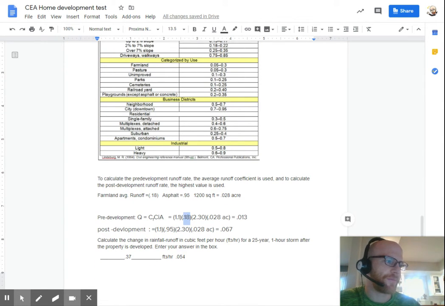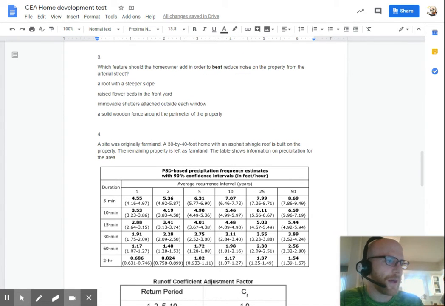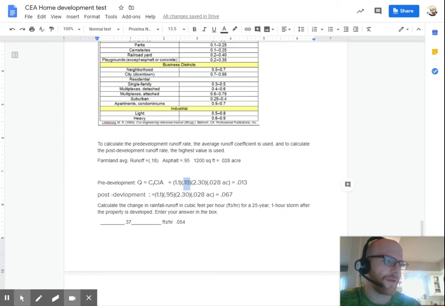And then I took, this is where I think the question didn't give enough, but 30 by 40 foot home, I took that square footage and I turned that into acres, which you should do as well because this formula is meant for acres. And then I completed the formula. So I got for the pre-development runoff 0.013, and the post-development is 0.067.